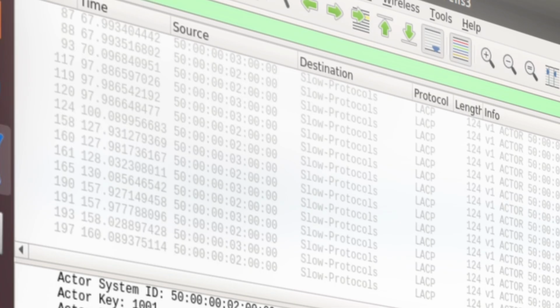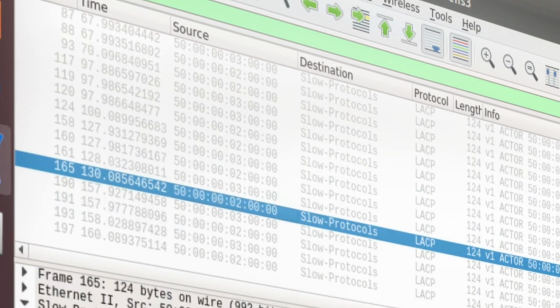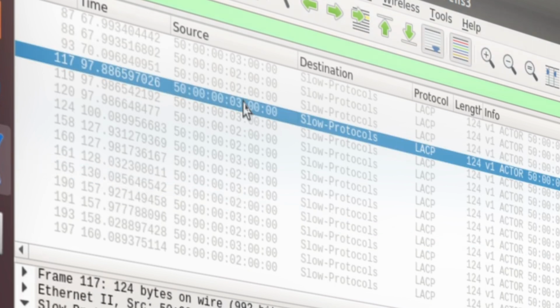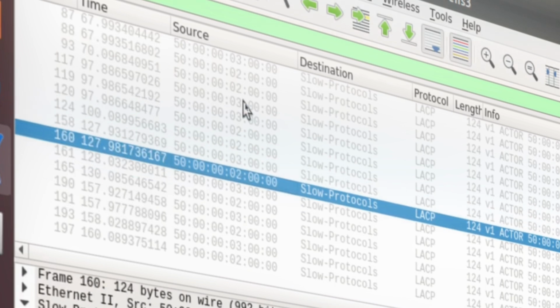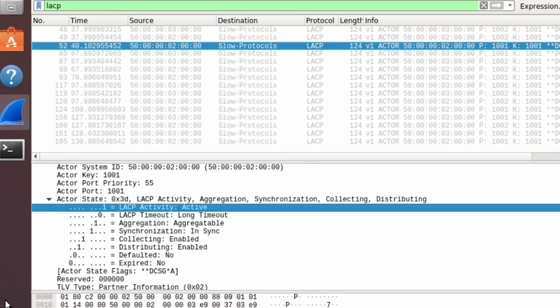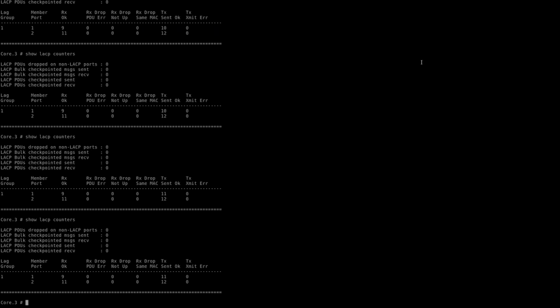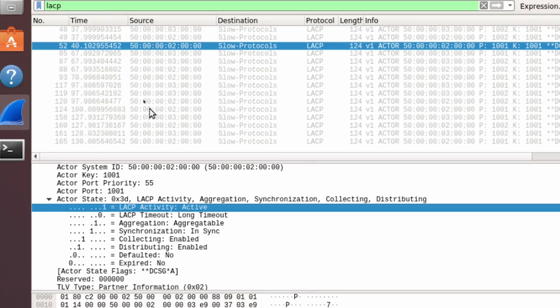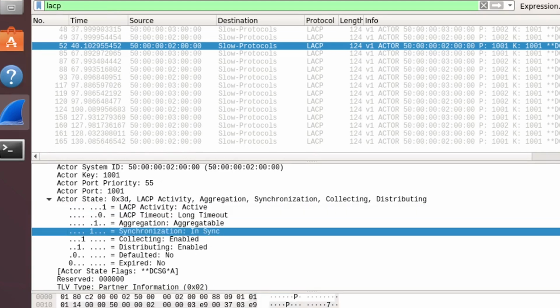Let's take a look at an actual packet capture to see LACP in action. Here, we have an actor state for a port that's part of an LACP negotiation. As you can see in this capture, the LACP activity is marked as active. The timeout is set to long timeout, and the aggregation is aggregatable. But notice the synchronization flag. It's marked as in sync, and this means that the port is successfully synchronized with its partner. The collecting and distributing flags are both enabled, indicating that this port is actively participating in an aggregated link. This is a textbook example of LACP working correctly.